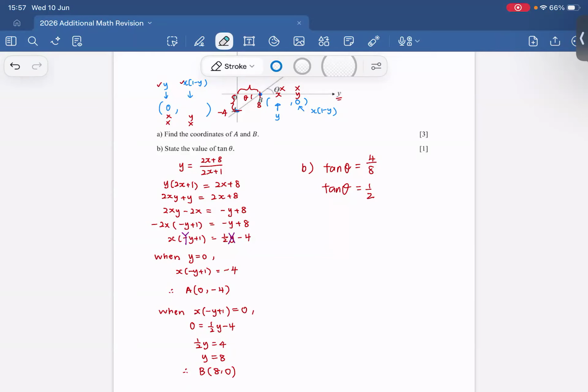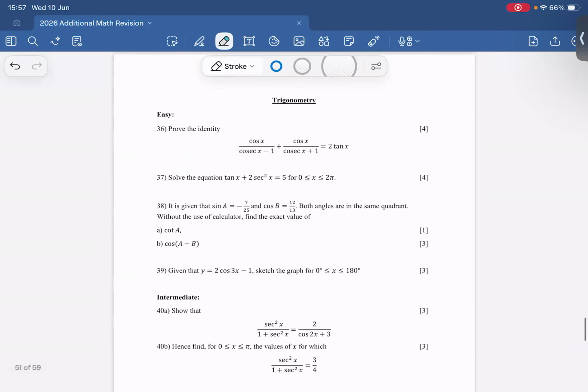Okay, since we still have time, I want to do a bit more. I want to do trigonometry also. Okay, any questions so far until now? Any mistake, please sound out. I may make a mistake. Okay, so let's start with trigonometry.